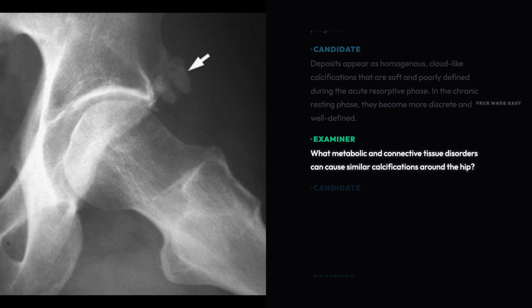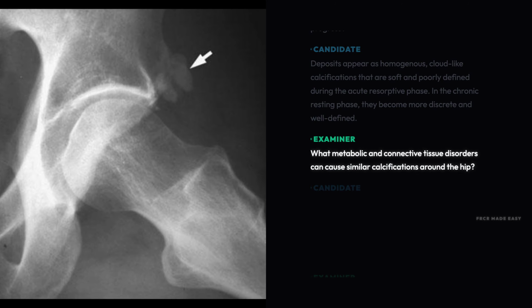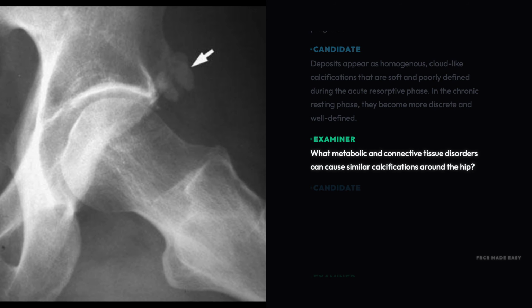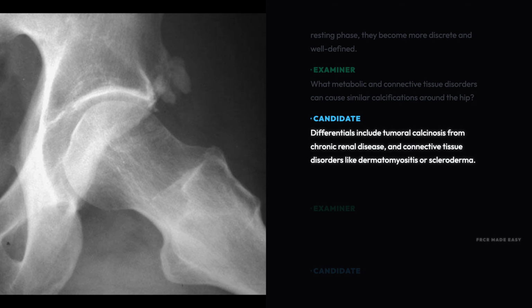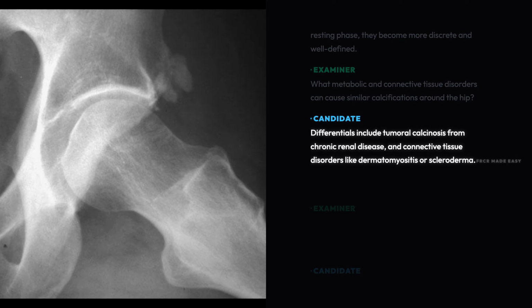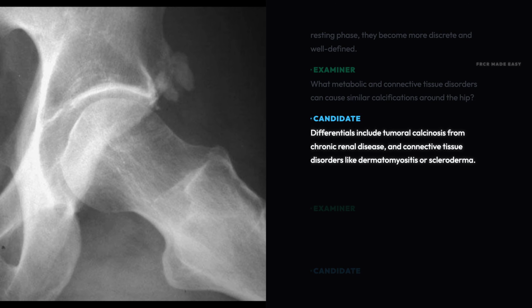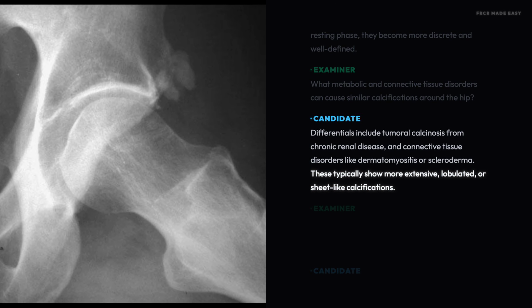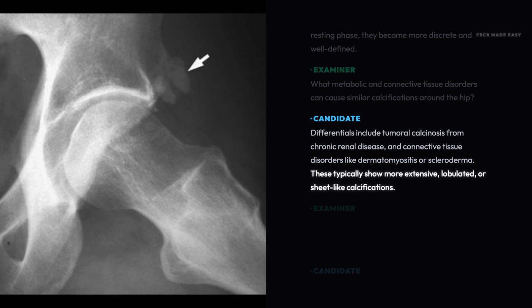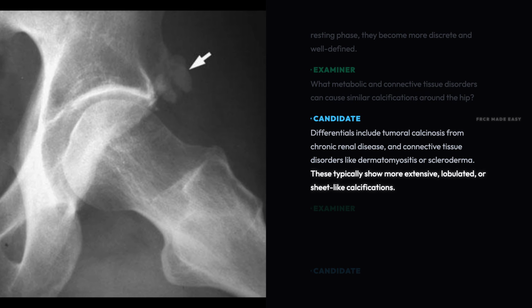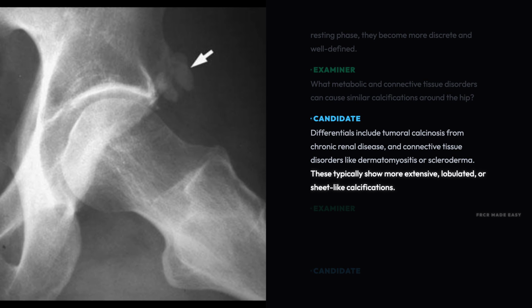What metabolic and connective tissue disorders can cause similar calcifications around the hip? Differentials include tumoral calcinosis from chronic renal disease and connective tissue disorders like dermatomyositis or scleroderma. These typically show more extensive, lobulated or sheet-like calcifications.